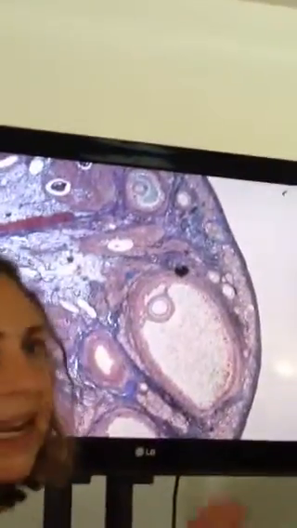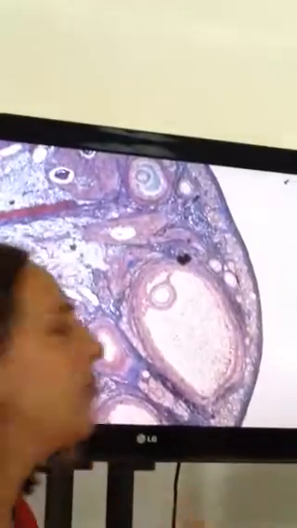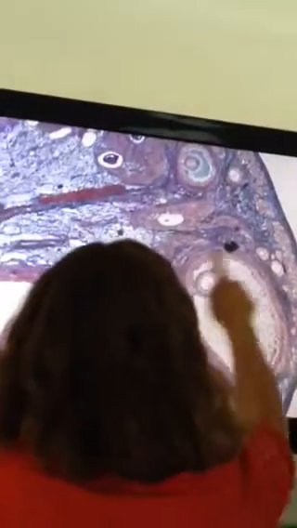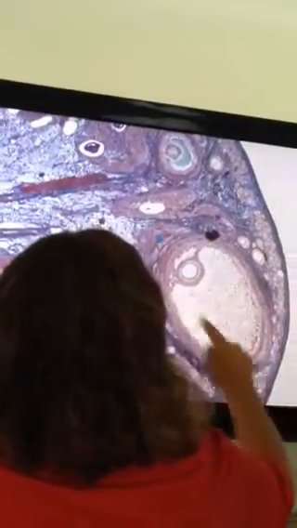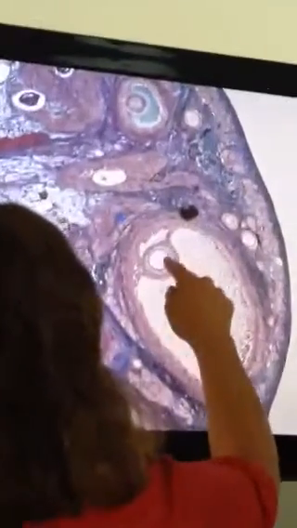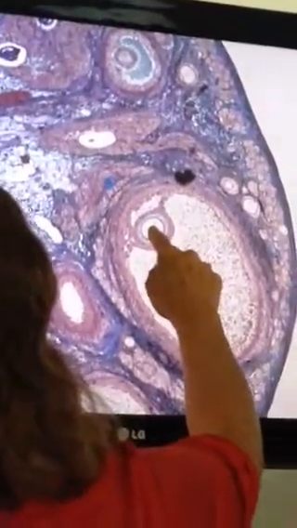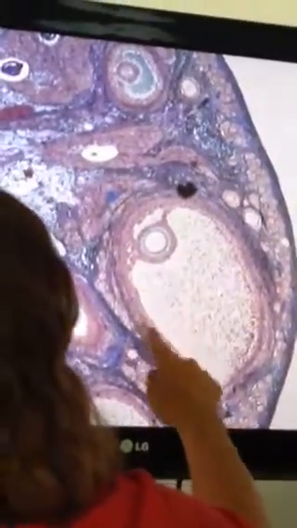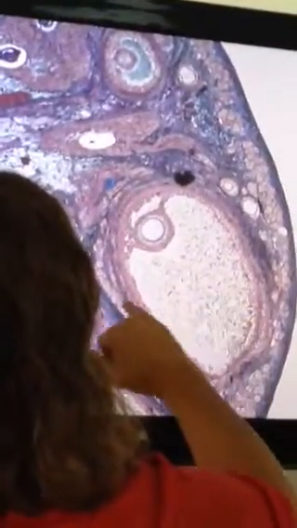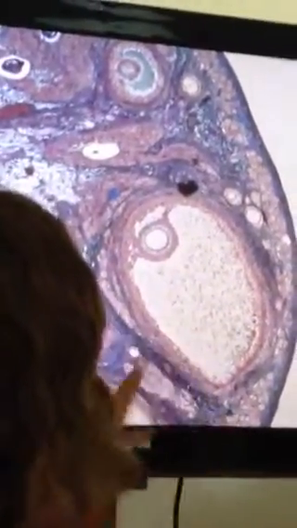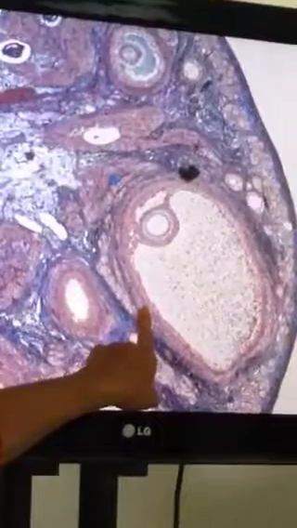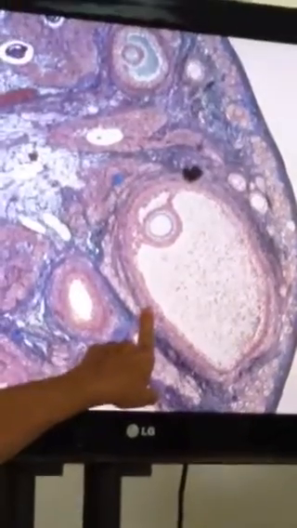There are follicles at different stages of development, but you want to find one that looks like this. It has a big cavity in the middle. It has a huge cell. That's the egg right there. And then it has cells around this big cavity. These are the cells that we're interested in right now, because these are endocrine cells.